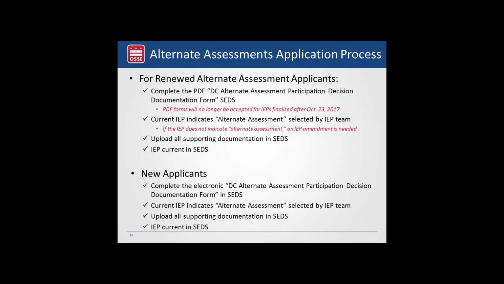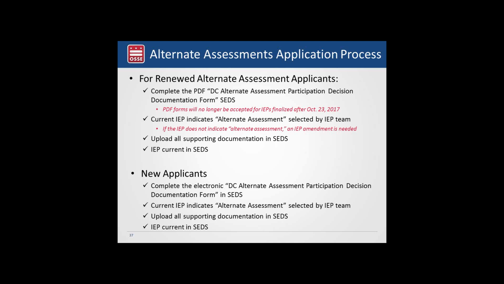So for renewed alternate assessment applicants, meaning they were alt confirmed last year and you want to renew their application for the 2017-18 school year, you need to complete the PDF DC alternate assessment participation decision documentation form in SEDS. This form should actually be completed at every IEP annual review. If you have not done so, please upload the PDF form into SEDS in the document section.